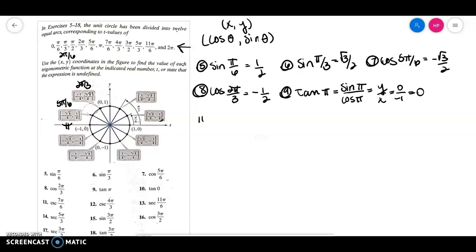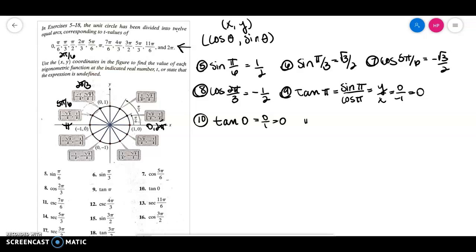For number 10, the tangent at 0. So again, all the way back here, this would be my 0 or my 2 pi. And so y over x, because that's sine over cosine again, so I still have 0 over 1. So I'm still at 0.